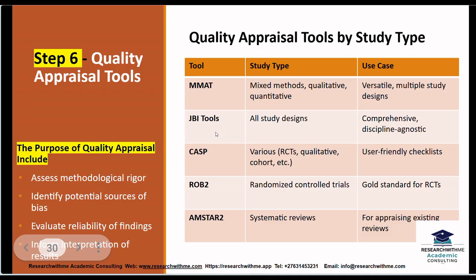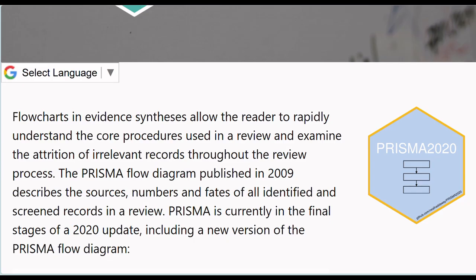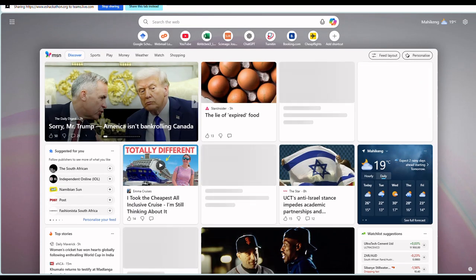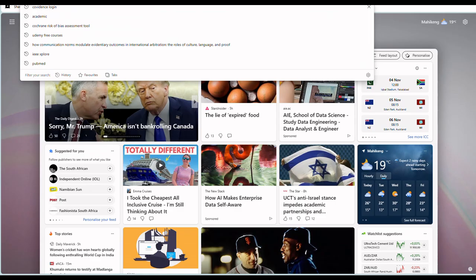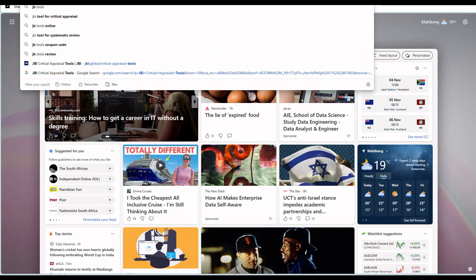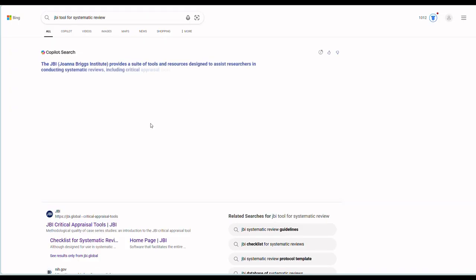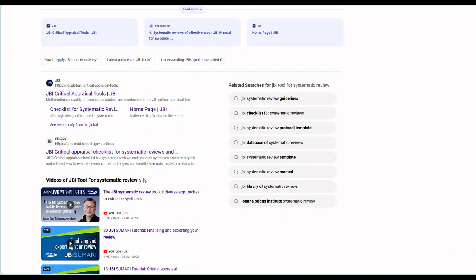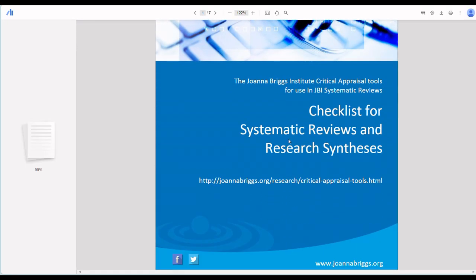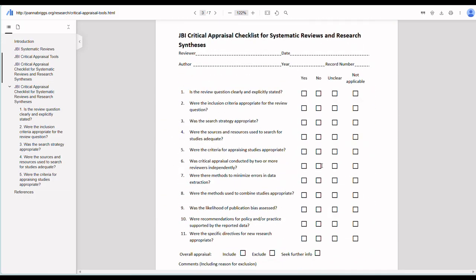Another tool that can be used is the JBI tool. If you go to the internet now, and let me just switch to the internet and look for the JBI tool. JBI, for systematic appraisal. On this website, you will see the tool, and this is the checklist for systematic review and research synthesis.